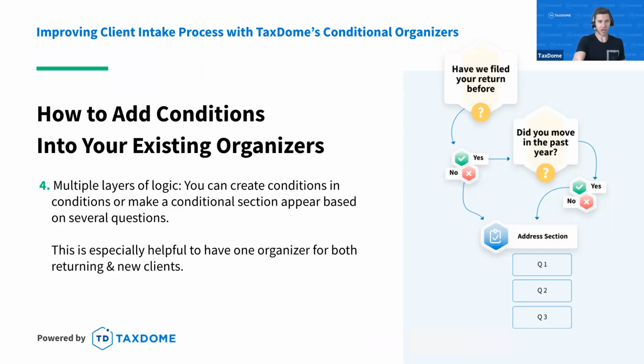But if you did file their return before, you already know their address, but maybe they moved. So then you might want to ask, okay, well, did you move? And if they say, yes, I did move, then you can also show the address section. In this scenario, how you would set this up is go to the address section, click the gear button, and then put the conditions of any: have we filed your return before? No. Or did you move in the past year? Yes. And in either of those scenarios, the client is going to be then asked, give me your address.